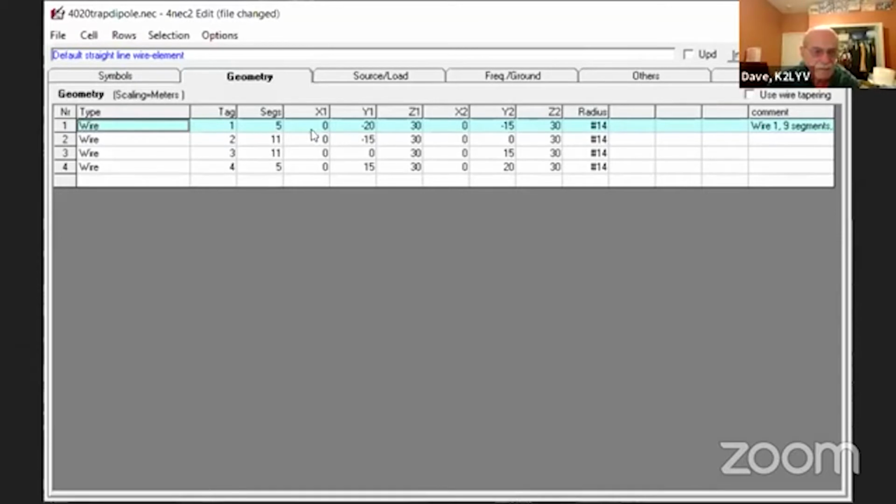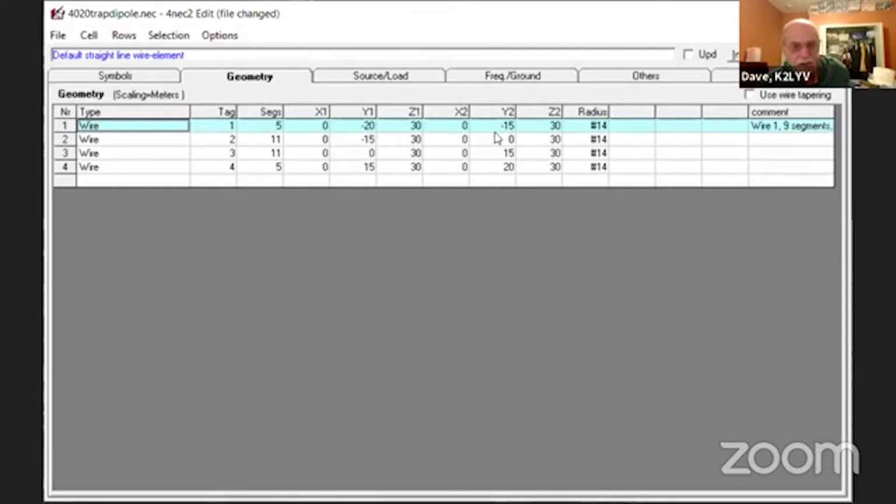So I've got, it basically has 4 wires. Each half of the antenna is a wire that goes from the center to the trap, and then there's a wire that goes from the trap to the end. So here's the wire I'm going to start at one end. This antenna I've modeled at 30 feet above ground. So I'm starting at a Y of minus 20 feet.